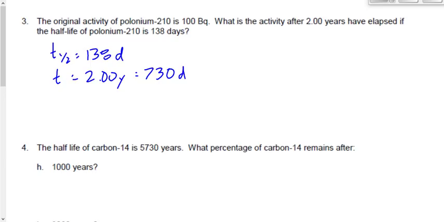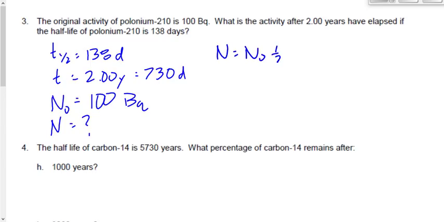All right, so there's the time and there's the half-life. What else have we got here? We've got something equal to 100 becquerel. Tell me what variable that is. That's going to be N0, the original amount. And we're looking for the final amount, the value of N. So we're going to say N is equal to N0 times 1/2 to the little n, but we don't know what little n is, so let's find that by saying T over T1/2.